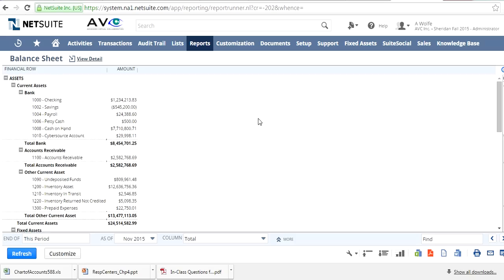So, NetSuite is so easy and wonderful to use in that, here's my accounts receivable control account. Account 1100 is my control account.